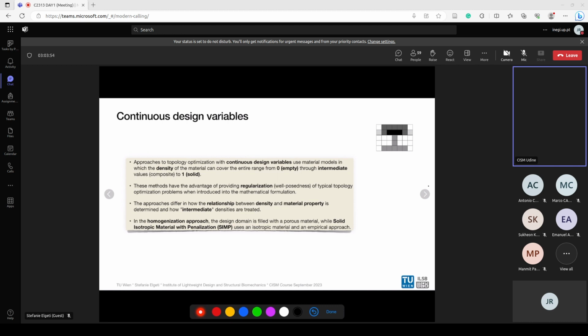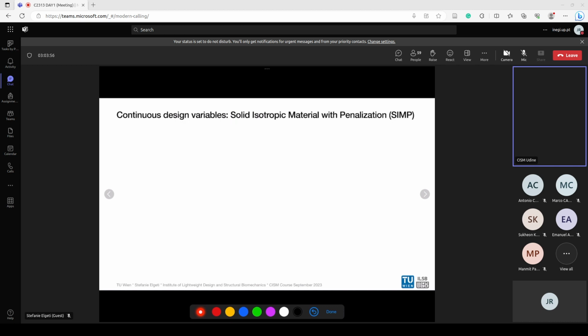And this, I guess, is what we will do after lunch. So I will show you how it works to use SIMP in the density approach.